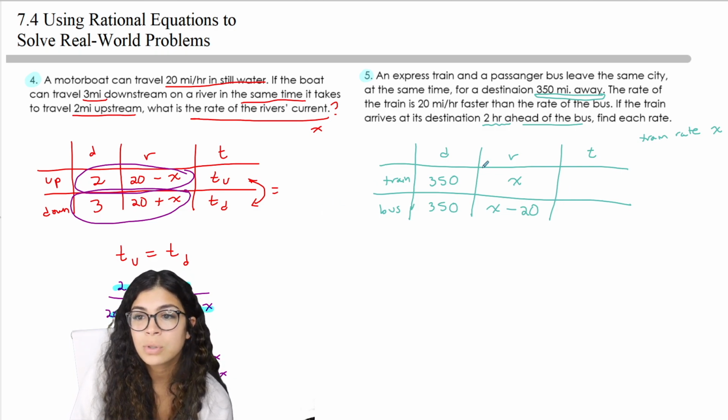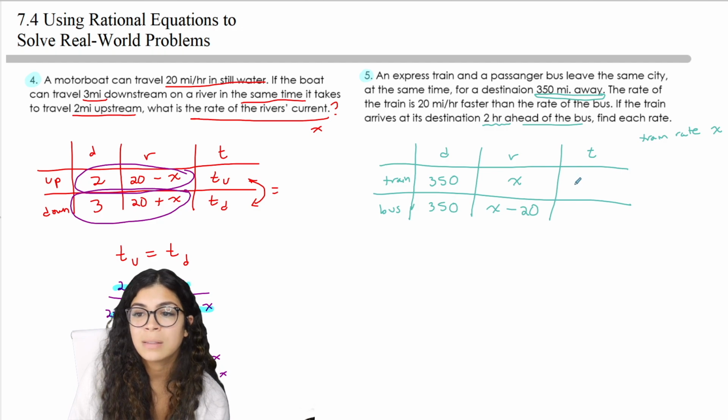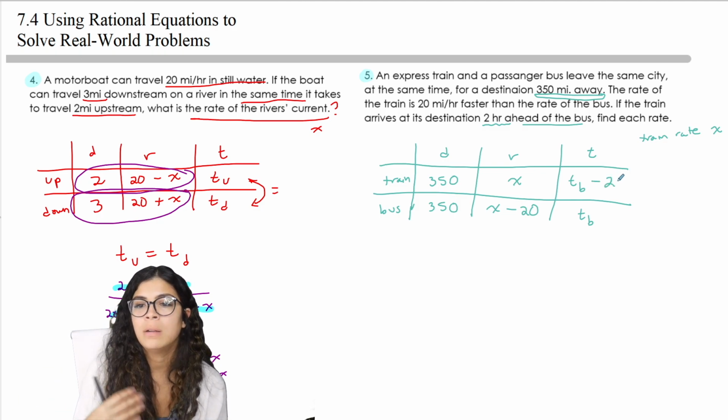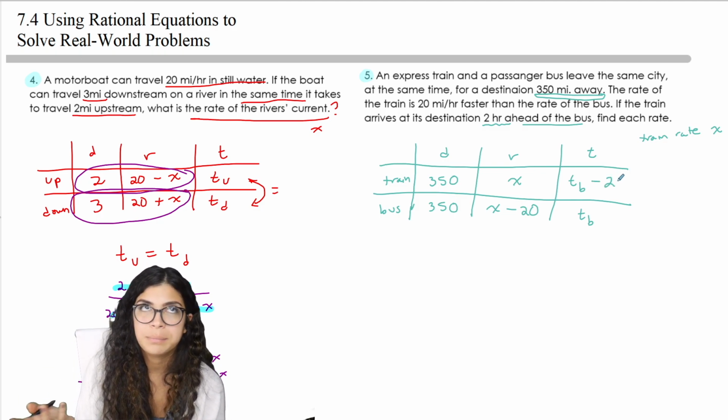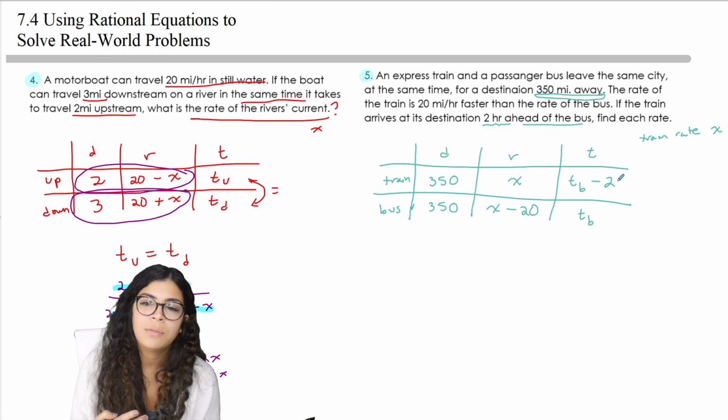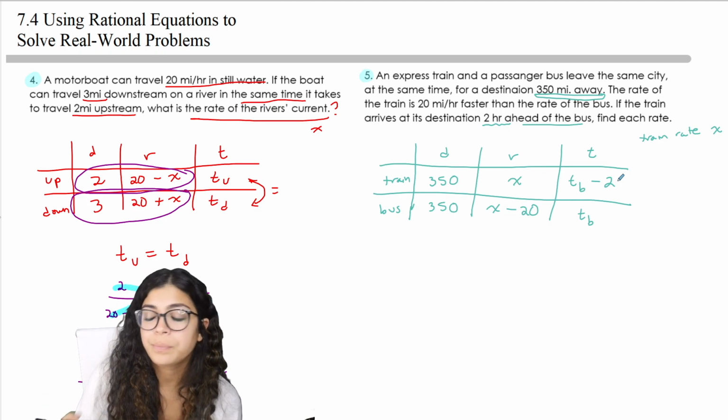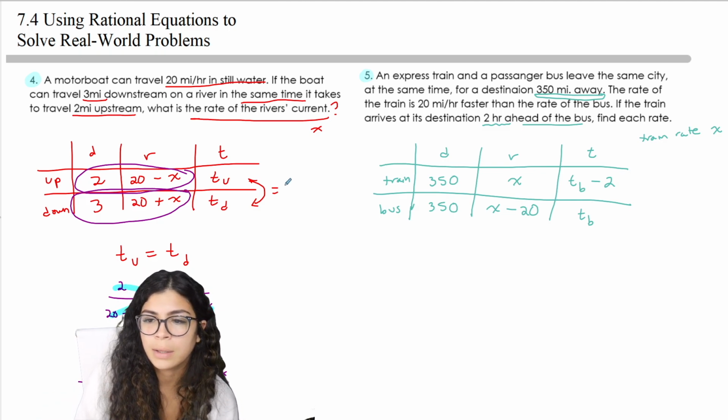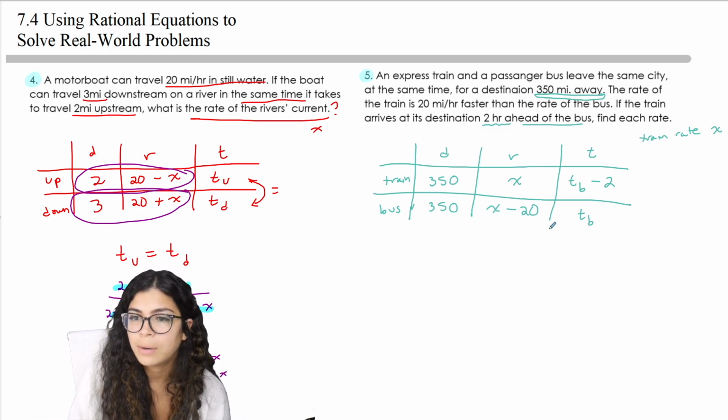If you arrive 2 hours ahead, that means that if we say the time of the bus is TB, then the time of the train would be TB minus 2. Or you could have done it the other way, with the time for the train as TT, and then for the bus TT plus 2. So you could have done it either way. That's just how I made sense of the problem myself.